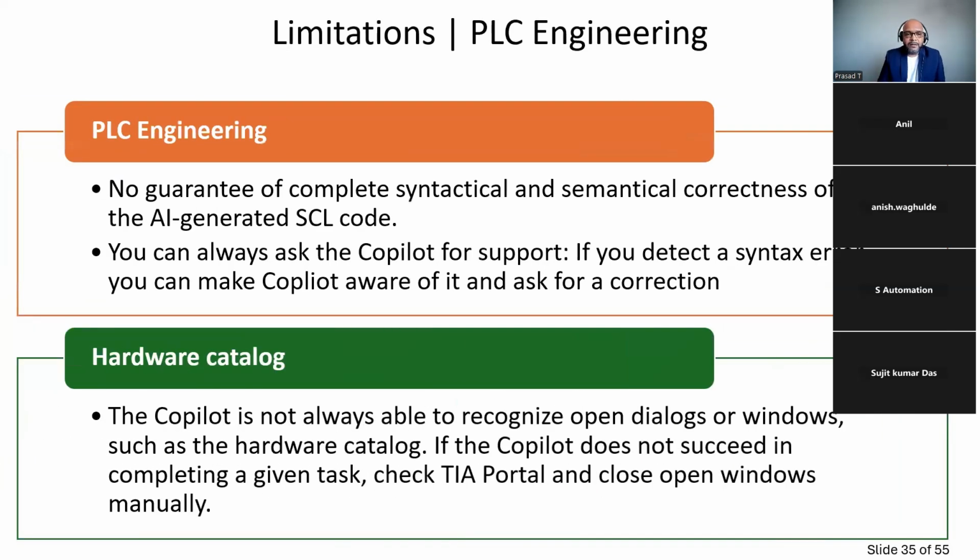Now, this is very interesting, and I came across it while going through the documentation. They clearly mention that there is no guarantee for the correctness of generated SCL code. So what they encourage is that you ask a couple of questions to Copilot, get the required code out of it, and always test it. Also, as far as the hardware catalog is concerned, there are some limited areas on which the model is trained. So their recommendation is, if it is not giving the required output, then close and reopen again or check manually.